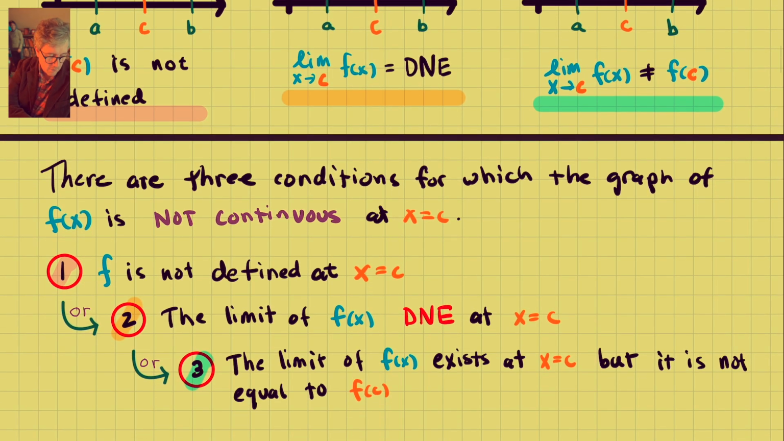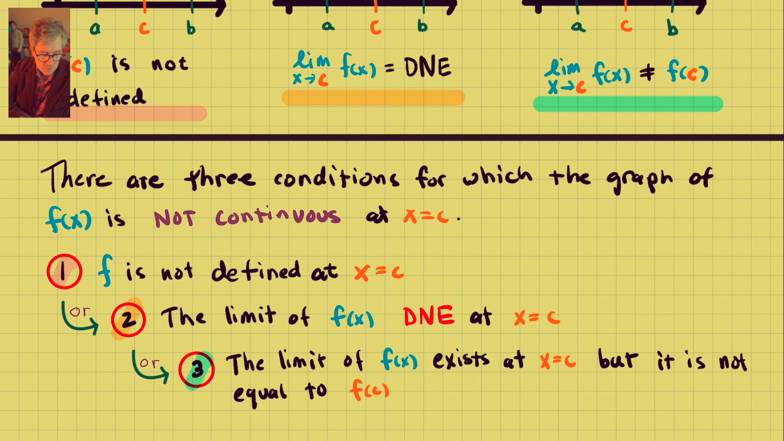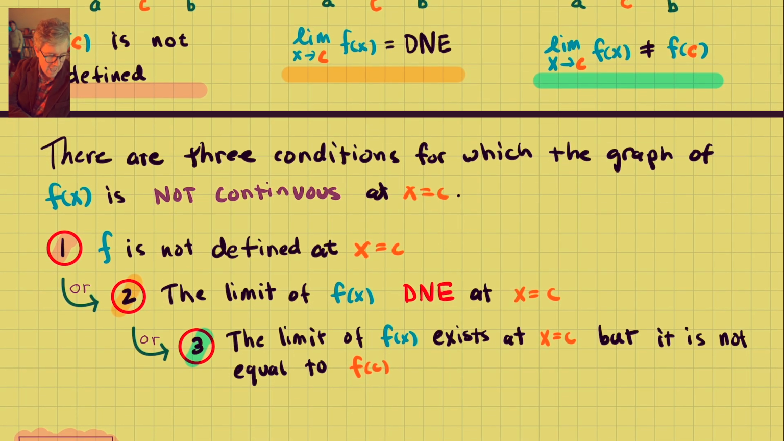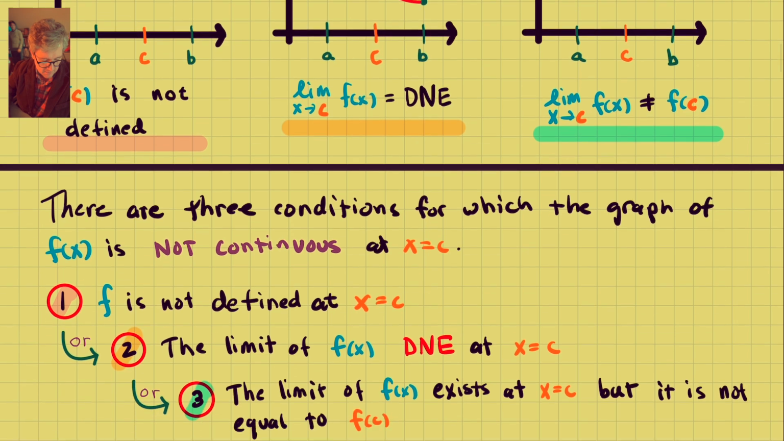So as I just said, there are three conditions for which the graph of f is not continuous at x equals c, and each of these three is illustrated above. The first one: f is not defined at x equals c. Just like here, the function is very nice and normal, except at c there's a hole. f is not defined at c.